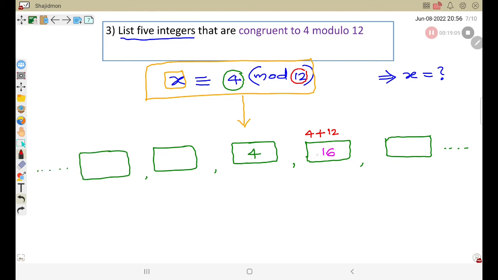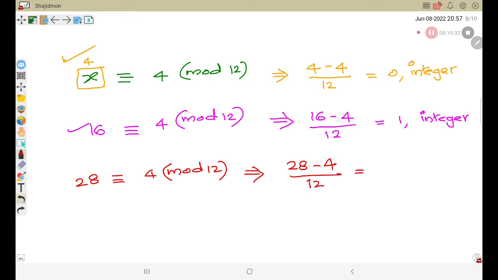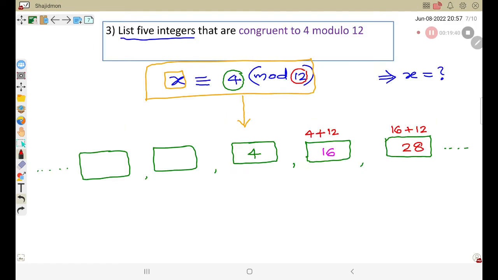Now if you want a third number, start from the 16. 16 plus again add the modulo number, that is 12. 16 plus 12 means 28. So the next number is 28. You can check whether it is correct or not. For example, is 28 congruent to 4 mod 12? So how are we checking? 28 minus 4 divided by 12. 28 minus 4 means 24. 24 by 12 means 2. It is also an integer number. So it is correct. So this also we can write.